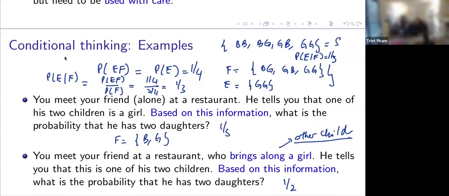Okay, that's the subtlety here, right? When he brings along a girl, then you can think of the other child who's not there at the restaurant. Clearly, that child can only be a boy or girl. Therefore, the probability that he has two daughters is the same as the probability of that child being a girl, which is 1/2. Does that make sense? While in the first example, this is F, which you correctly pointed out because you don't have any other child to point to.